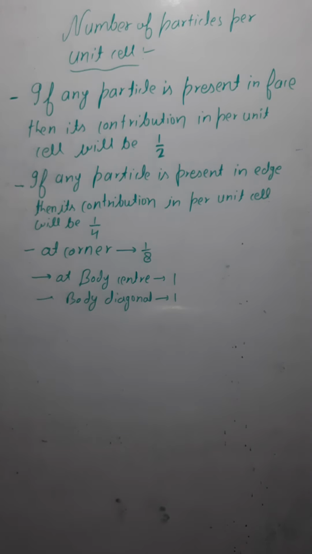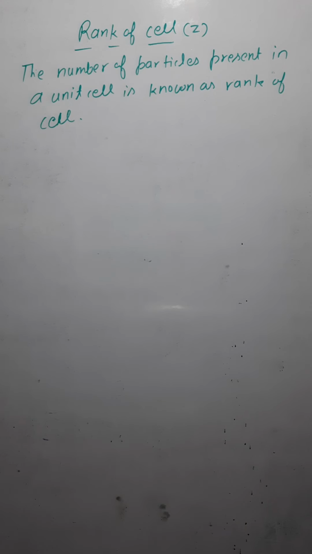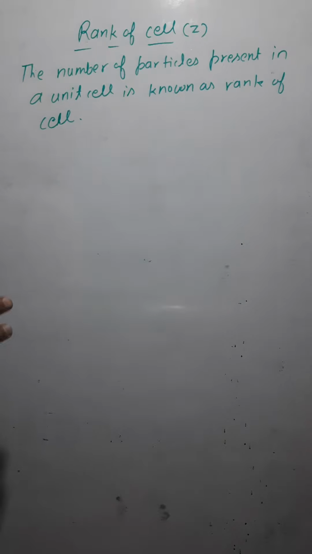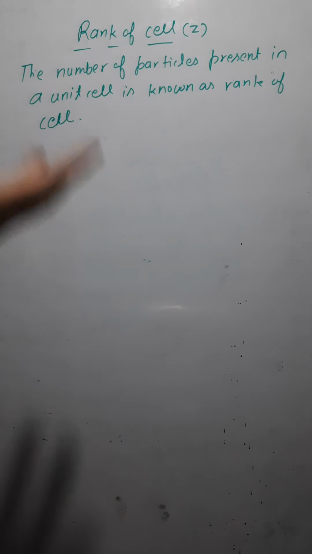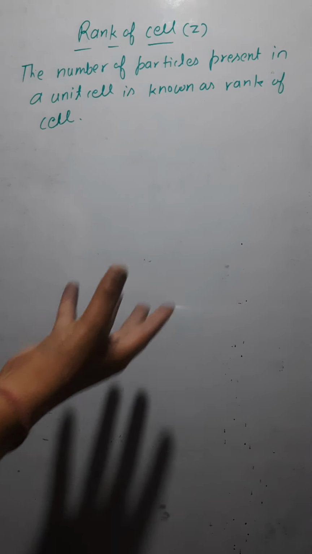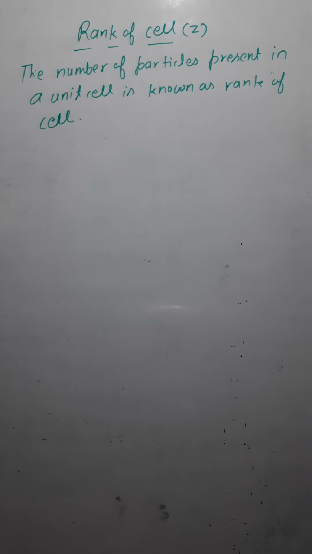On the basis of this, we are going to solve some questions. Just note it down. The next thing we are going to discuss is the rank of the cell, represented by Z. So what is the rank of a cell? The number of particles present in a unit cell is known as the rank of the cell. How many particles are there in a single unit cell, that is called its rank. Are you getting this? It is represented by Z.